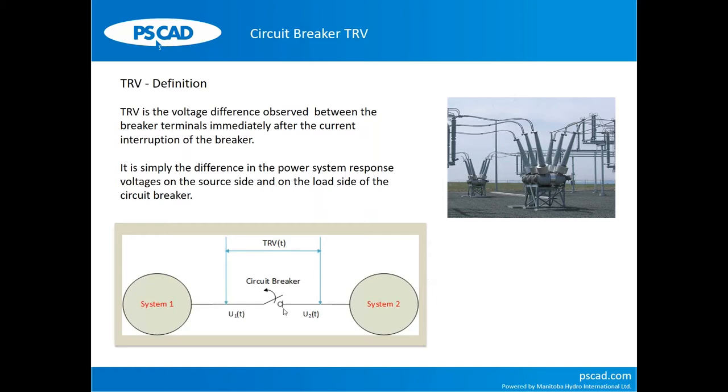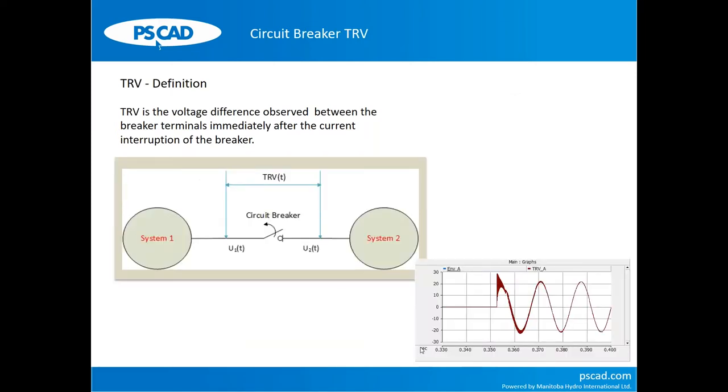Current interruption or opening of a breaker is a disturbance to your circuit. Essentially, you are breaking a circuit into two isolated circuits, system one and system two. So you have disturbed the circuit, and we discussed during our very first webinar that when you disturb an electric circuit, electromagnetic transients are initiated. So this is what happens.